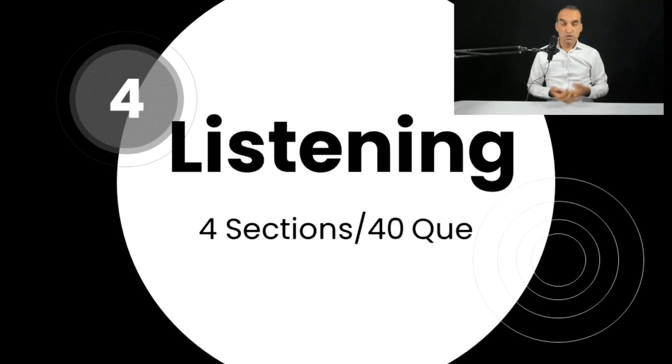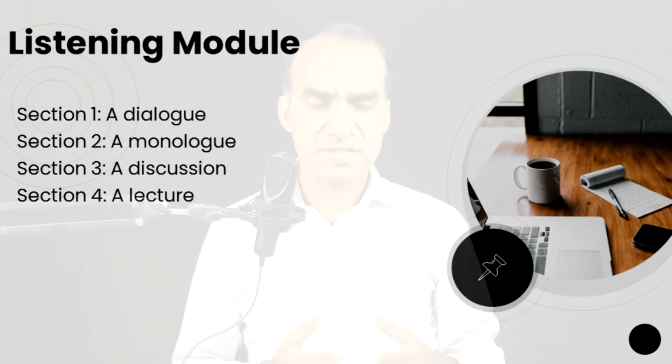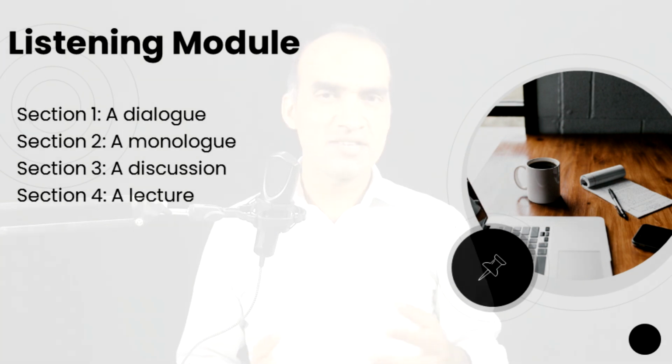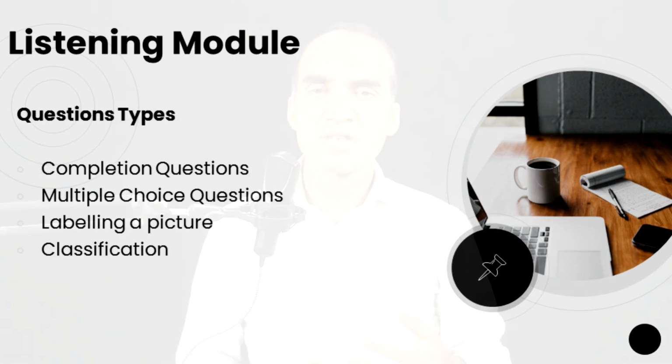In the listening module, there will be 4 sections, section 1, 2, 3, 4. Section 1 would be a dialogue, section 2 a monologue, section 3 would be a discussion between 2 to 3 people on an academic topic, and section 4 would be a lecture in an academic context. There will be 40 questions in all, 10 questions in each section. The question types can be fill in the blanks, multiple choice questions, picture labeling, map labeling, and classification.